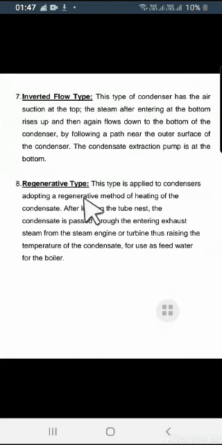The regenerative type surface condenser is applied to condensers adopting a regenerative method of heating the condensate. So these are the classifications of surface condensers. Now next we will discuss vacuum efficiency, condenser efficiency and vacuum in the condenser.